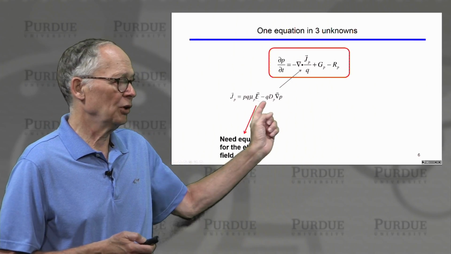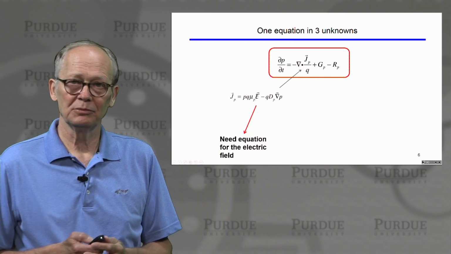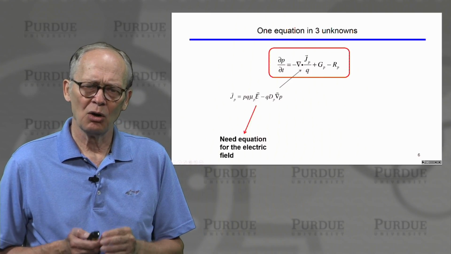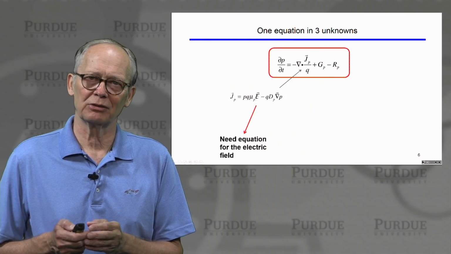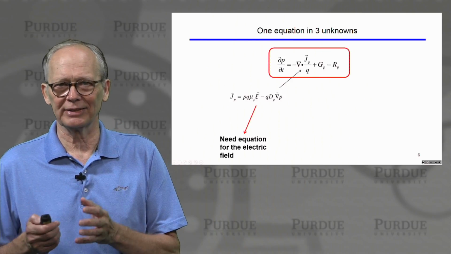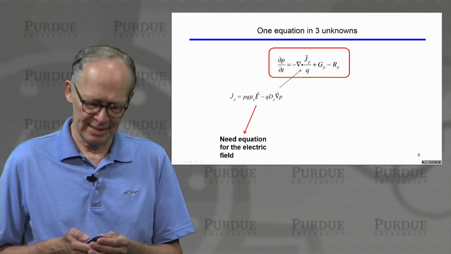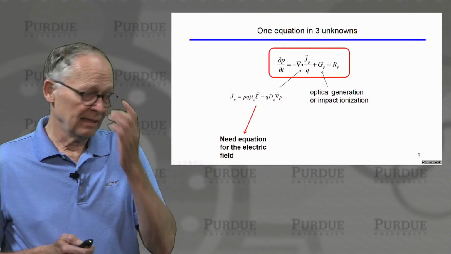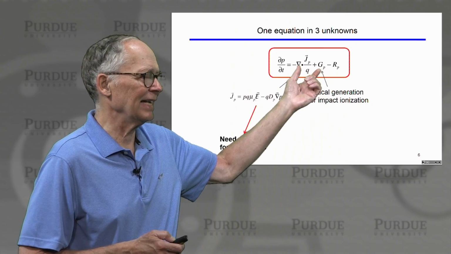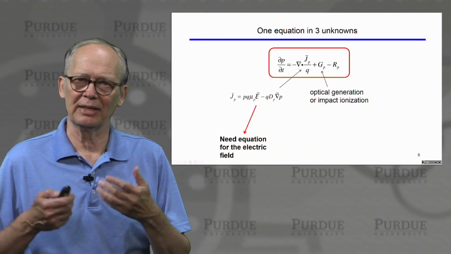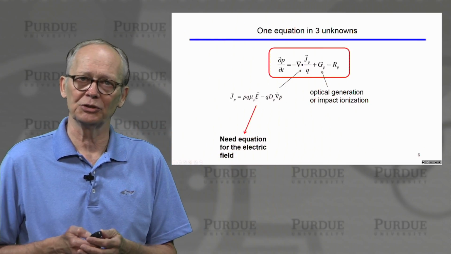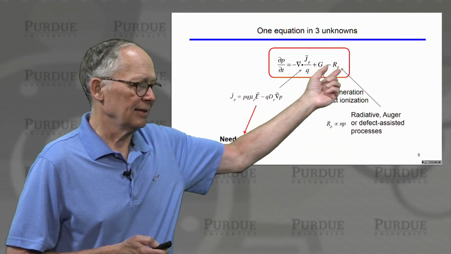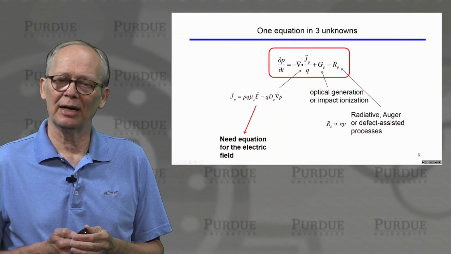So there's a new unknown here, the electric field. So we're going to need to formulate an equation for the electric field or for the electrostatic potential. Remember, the minus gradient of the electrostatic potential is the electric field. So we need another equation. This is our explicit generation term. It might be the generation of holes due to light or impact ionization. And R is our recombination term.